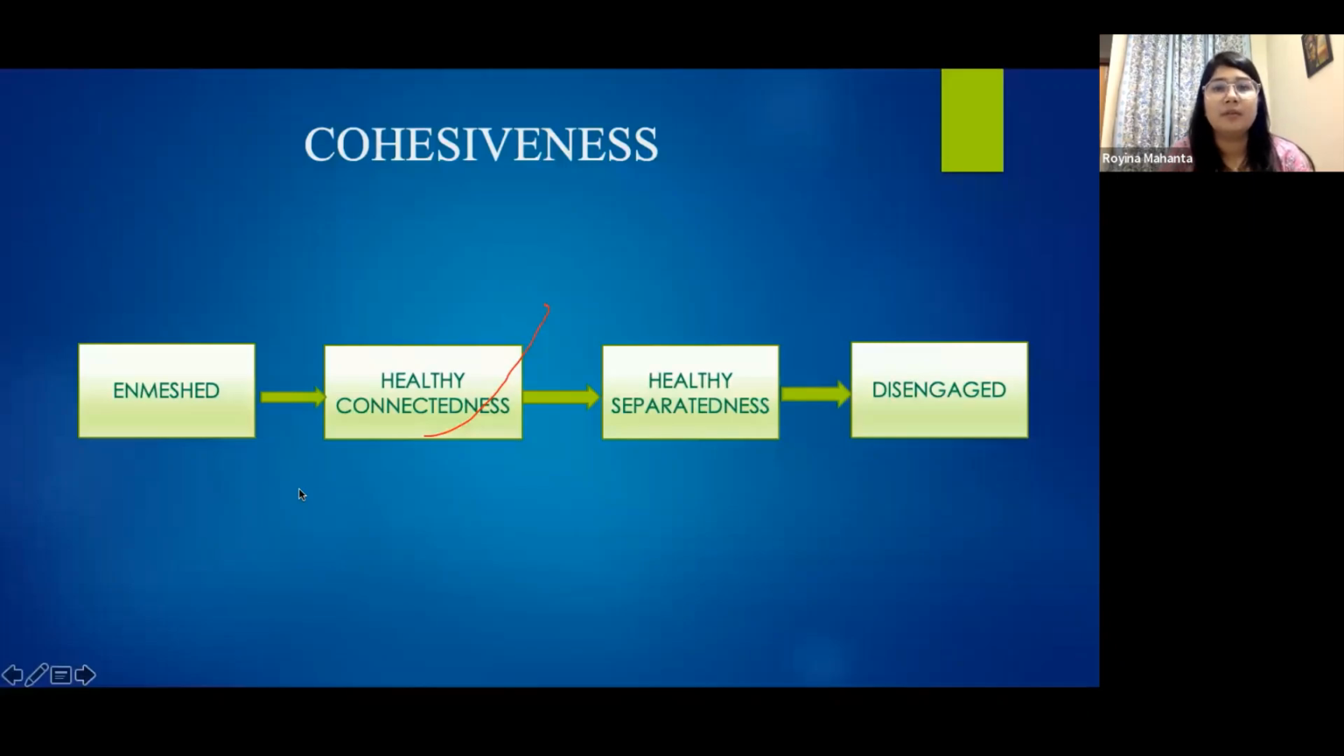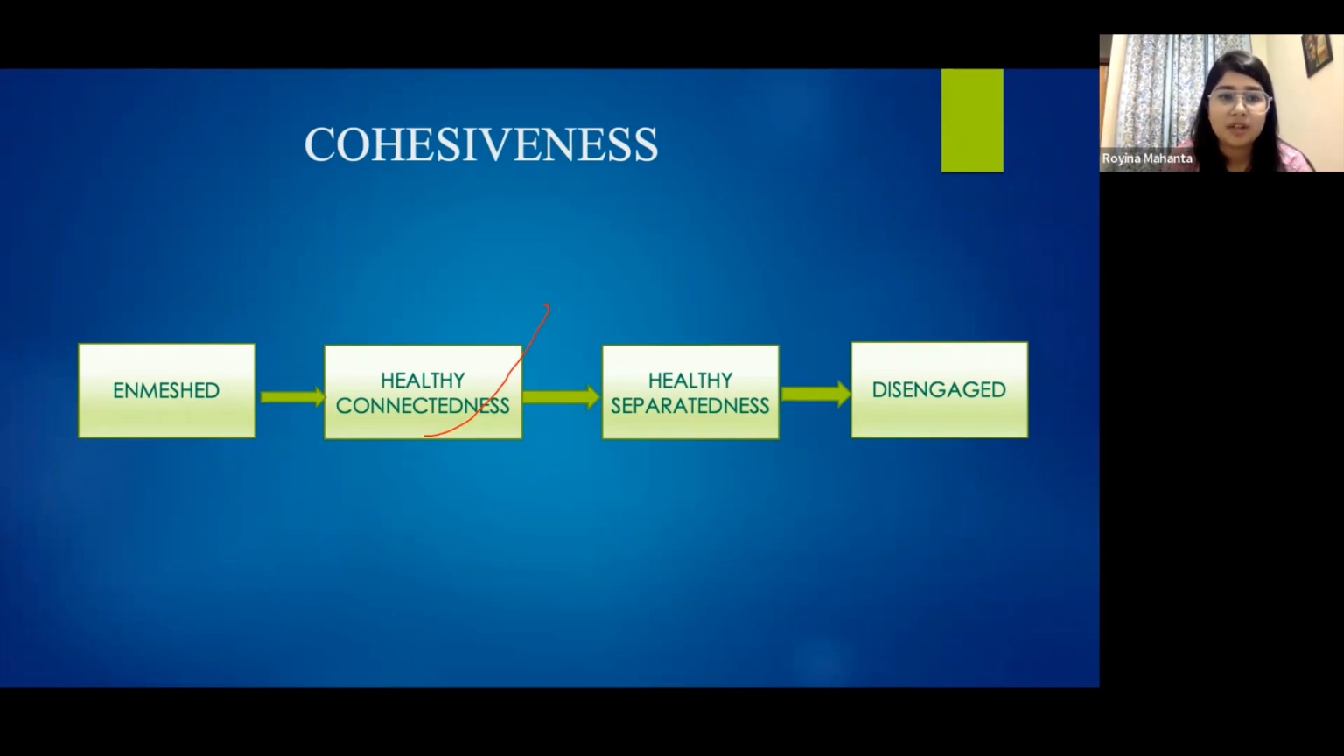After this, we come to cohesiveness. This is somewhat connected to the concept of boundaries. So as you can see on the screen, this is a continuum. In this continuum, the first part is enmeshed. So when we call a family enmeshed, when there is too much of dependency between family members, they are overly dependent on each other. There is very less independence.